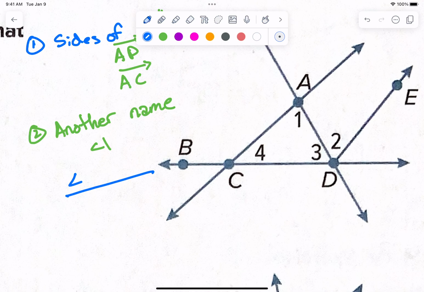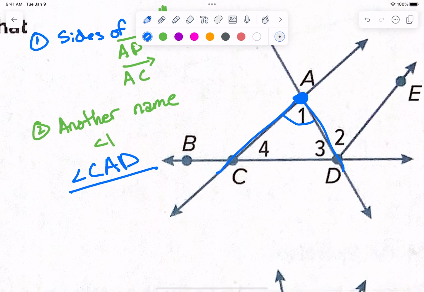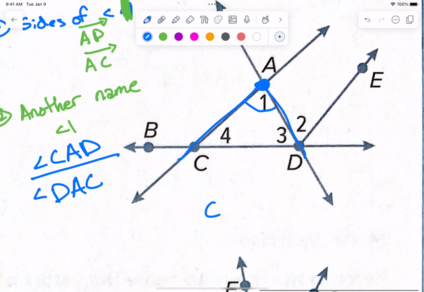Angle 1 is up here. Since A is the vertex, it has to be the middle letter. So it can either be CAD or DAC. Does that make sense? If you said CDA, which angle is angle CDA? That's actually angle 3, right?